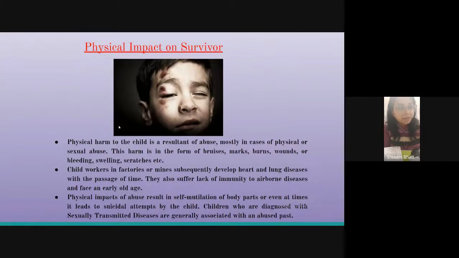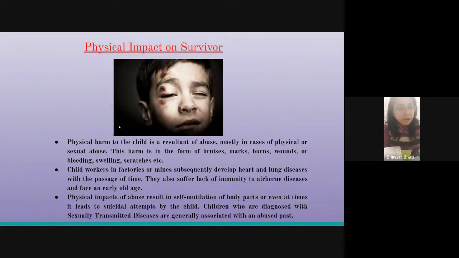This harm is in the form of bruises, marks, burns, wounds, or bleeding, swelling, scratches, etc. Child workers in factories or mines subsequently develop heart and lung diseases with the passage of time. They also suffer lack of immunity to airborne diseases and face an early old age. Physical impact of abuse results in self mutilation of body parts, or even at times it leads to suicidal attempts by the children.